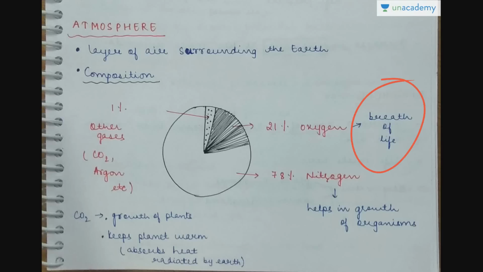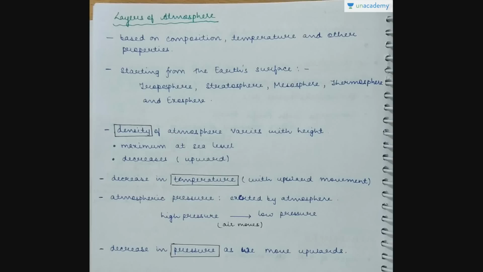Then carbon dioxide is needed for the growth of plants. It helps them in the process of photosynthesis. It also keeps the planet warm because it absorbs the heat radiated by the Earth. So excess concentration of carbon dioxide results in global warming, but a certain amount is necessary so that the temperature is maintained. Otherwise, the planet will become very cold.